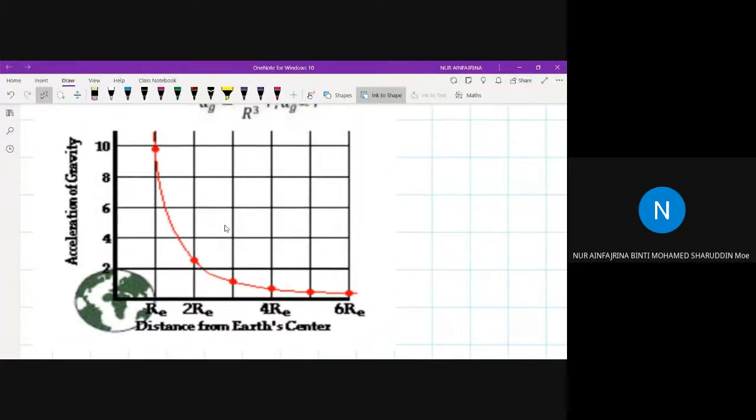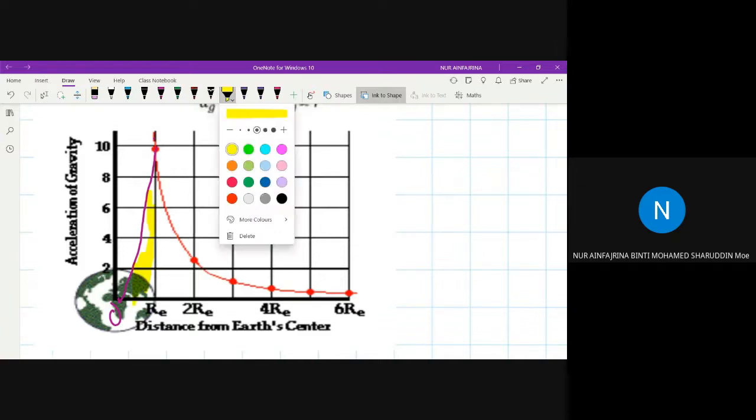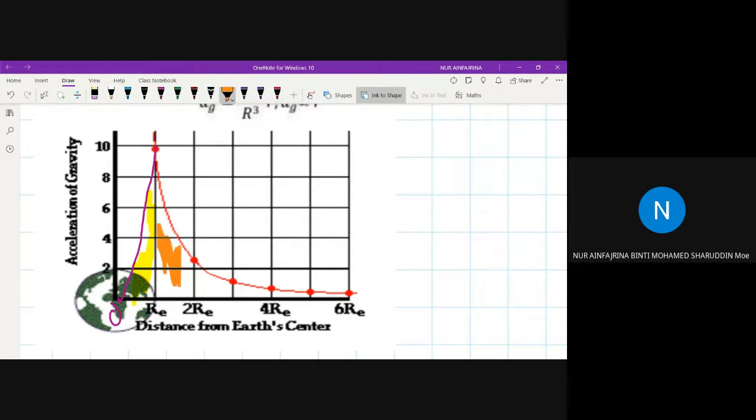Alright, now, if it's inside the earth, kita akan ada dua graph. Graph yang pertama, bila dia inside the earth. Graph yang kedua, bila dia outside the earth. Actually this graph tak betul tau, so korang kena sambung dia sampai hujung sini. So it's 0 here. The one that I highlight with yellow, dia adalah inside the earth. The one that I highlight with orange, it is outside of the earth.